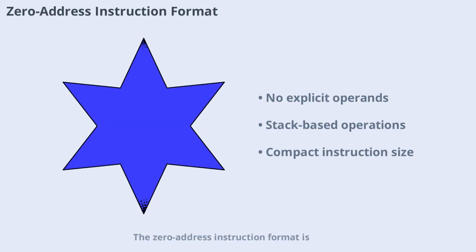The zero-address instruction format is commonly used in stack-based architectures. In this format, instructions do not explicitly specify any operands. Instead, all operations are performed using the top elements of the stack. For example, an ADD instruction would pop the top two values from the stack, add them, and push the result back. This format leads to very compact instructions, as there's no need to encode operand addresses. However, it relies heavily on the stack for all data manipulation.